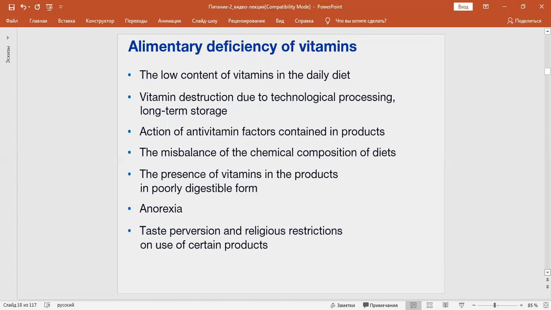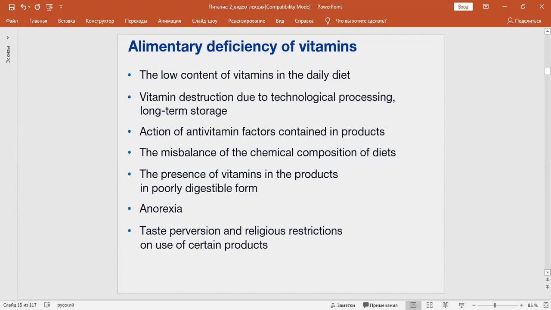Alimentary deficiency may be because of low content of vitamins in the daily diet, if the diet is poor in foods that are sources of vitamins. Another variant is when vitamins are present in the dietary products in enough quantities, but they are destroyed during technological processing of food products, at long-term storage, or by improper cooking. Antivitamin factors contained in products may also reduce the amount of vitamins taken in. The decrease of vitamin intake is also promoted by a violation of the diet balance and of the optimal ratio between vitamins and other substances, and between different vitamins.